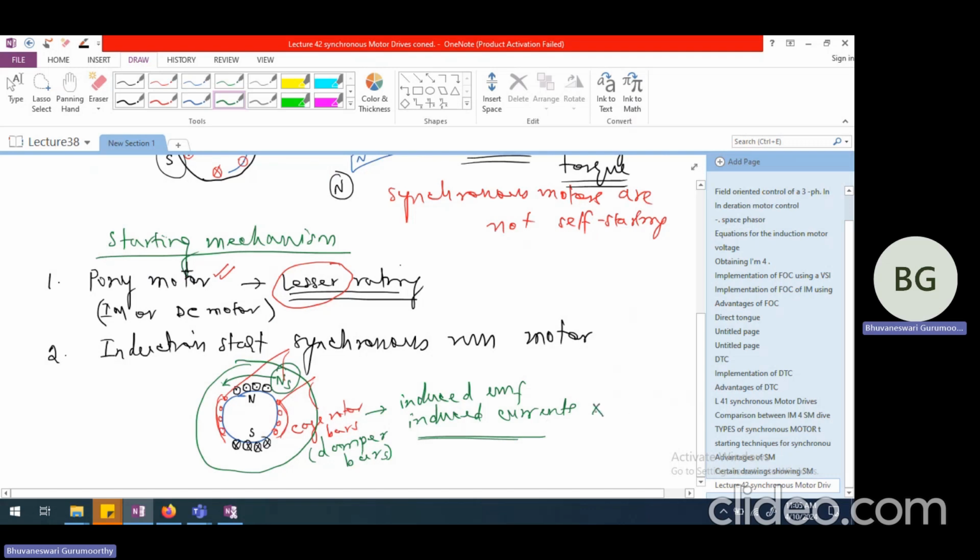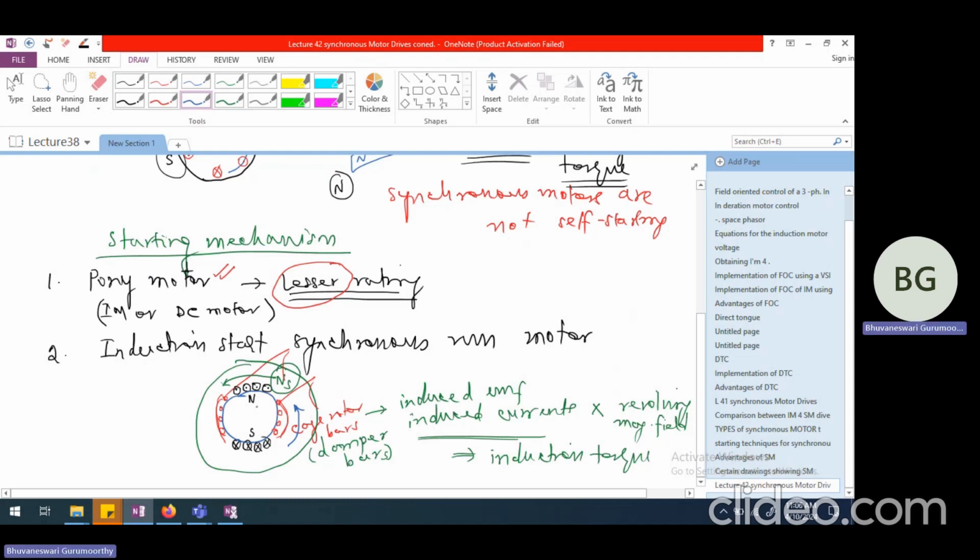So this induced current is interacting with the revolving magnetic field. So this is going to create a very similar torque, which is similar to the induction motor torques. So we call this as induction torque. This induction torque will make the rotor rotate in the same direction as that of the revolving magnetic field. So the rotor will pick up speed slowly. It is like a short-circuited rotor. So similar to cage rotor, this will pick up speed in the same direction as that of the revolving magnetic field, and it is going to start running. But the speed will be less than synchronous speed.